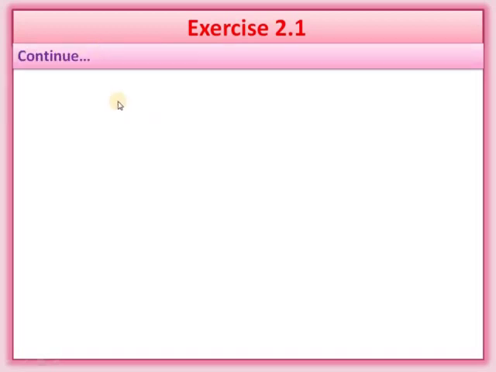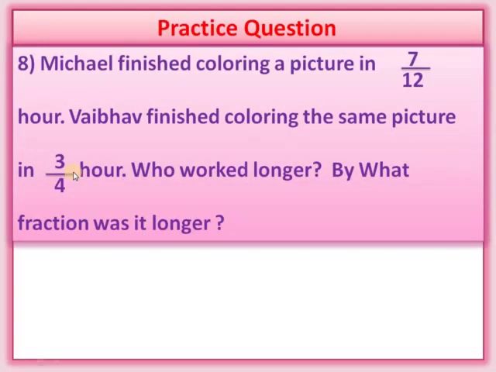Okay, now you can see 3/5 minus 2/5. Both the denominators are the same. Understood? So 3 minus 2 upon 5. The 3 minus 2 is equal to 1/5. Okay, clear? So here question number 7 is over.